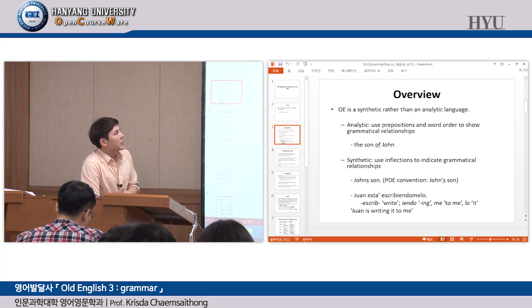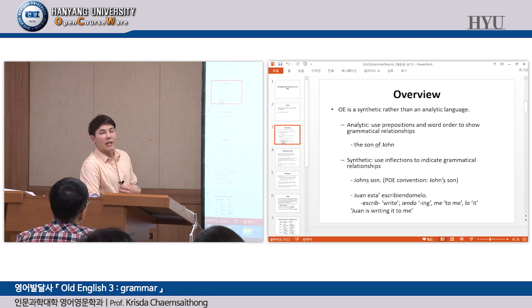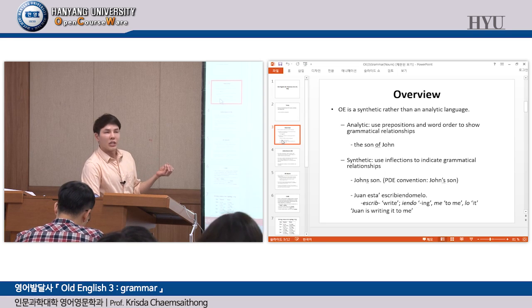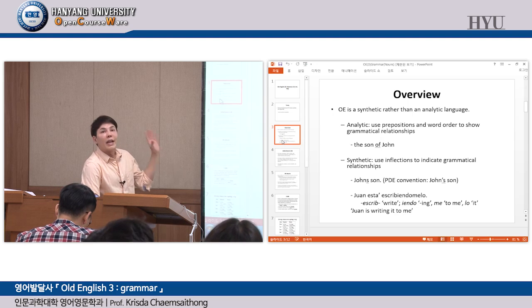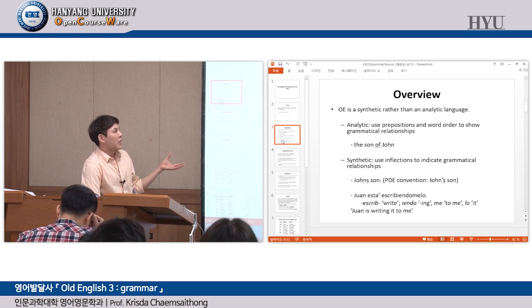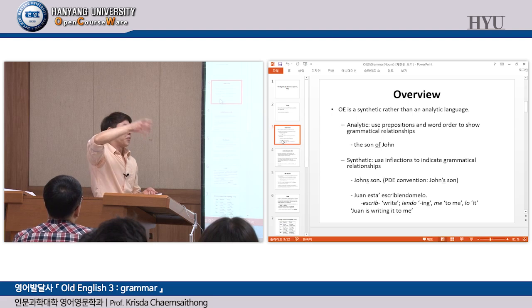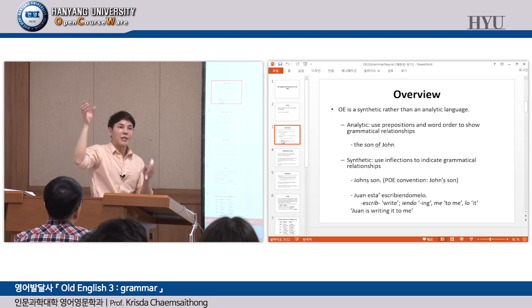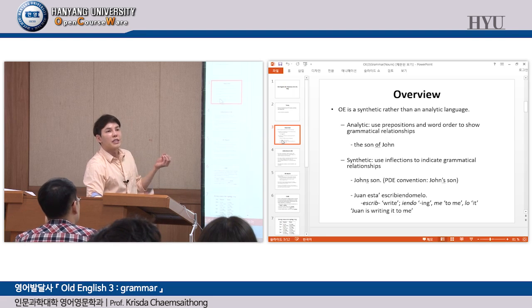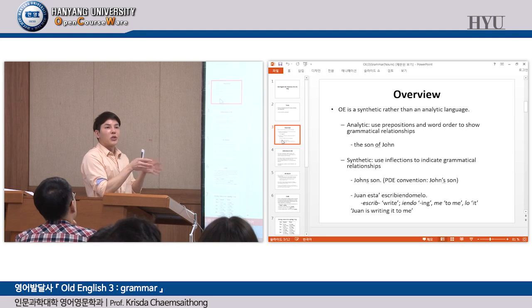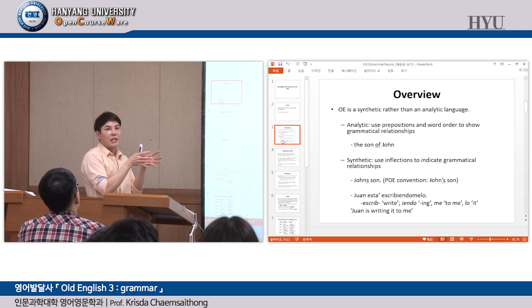Now, Old English is what we call a synthetic rather than analytic language. An analytic language is a language that uses prepositions and word order to show grammatical relationships. So in an analytic language, you see a lot of freestanding morphemes, like of here. It's not attached to something else. So it's kind of freestanding in that sense.